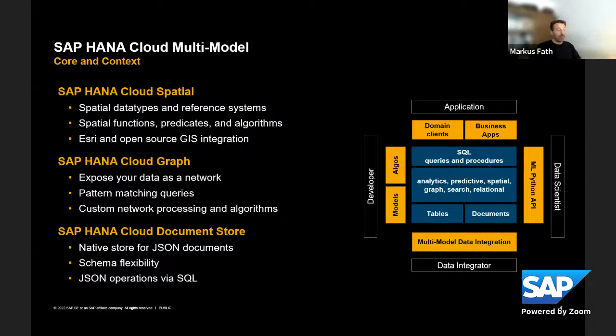Looking at the graph capabilities, it's all about exposing your data as a network. So think in terms of nodes and edges, vertices and relationships. Usually there are two types of workloads related to graph capabilities. One is more declarative, a pattern matching query, where you're essentially looking for subgraph patterns which you would like to find in your graph.